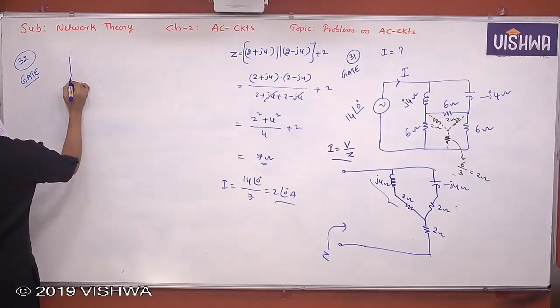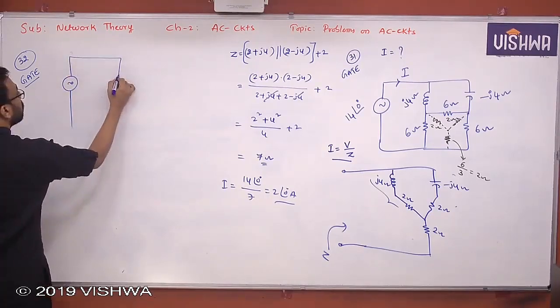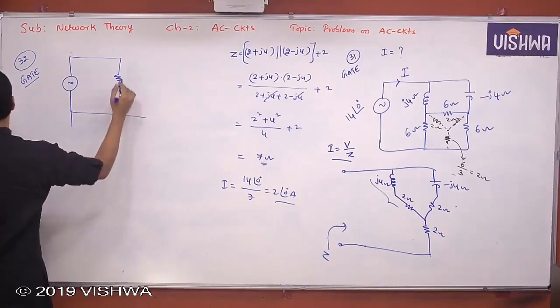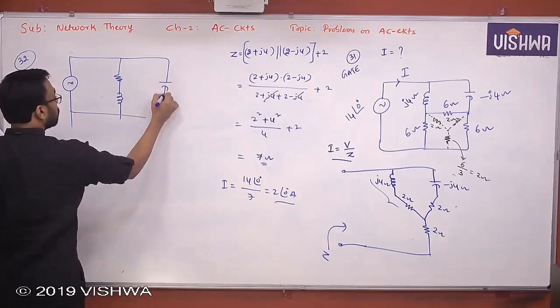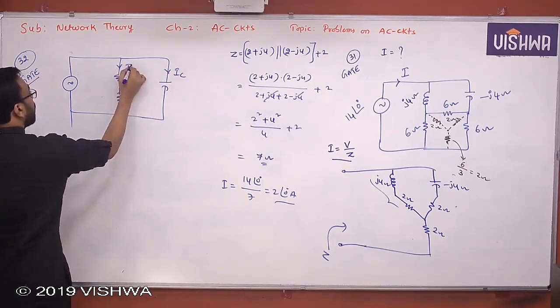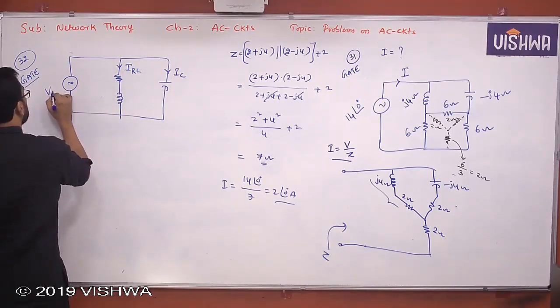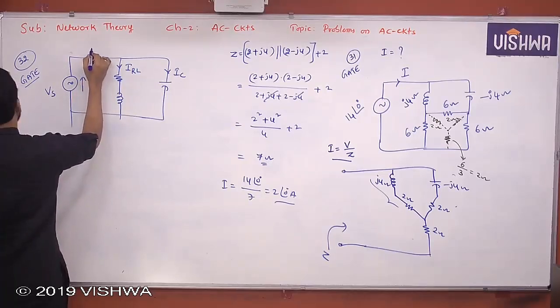It's a common data question. There are 2 questions given on the same problem. The 32nd problem I'm talking about. This has a resistance and coil, inductor, and then a capacitor. You have this is IC, this is IRL, this is VS, this is IS.